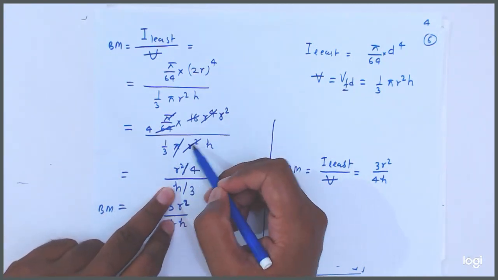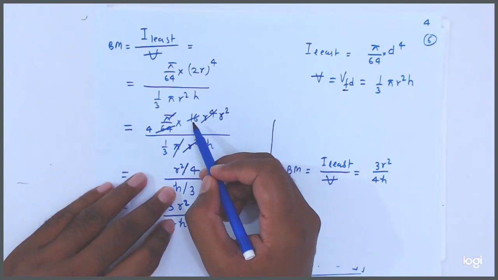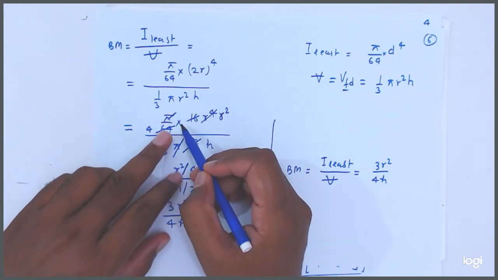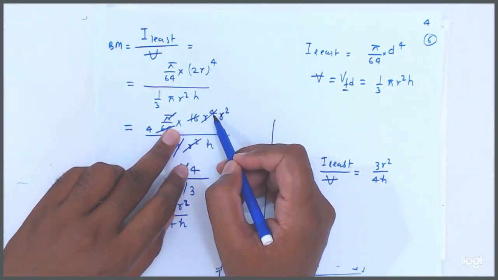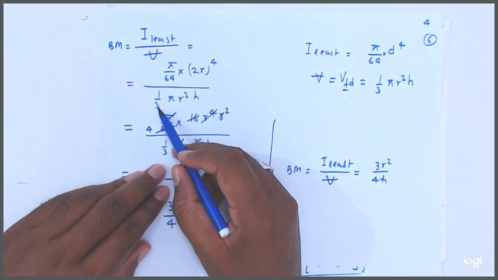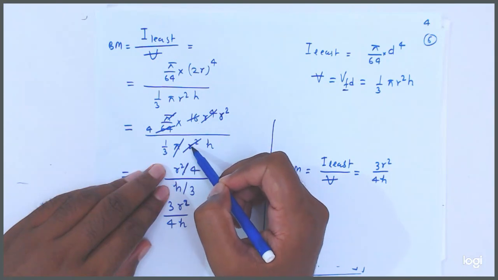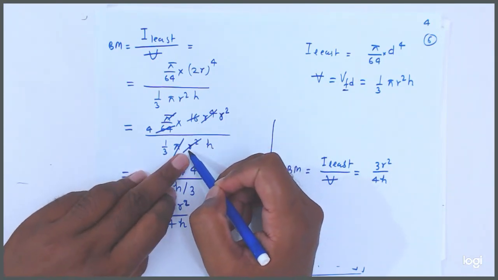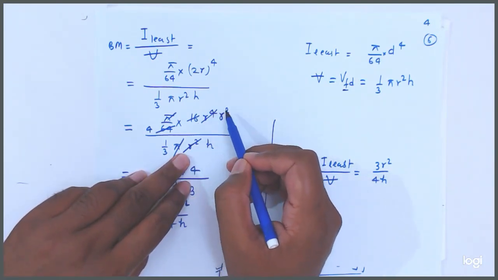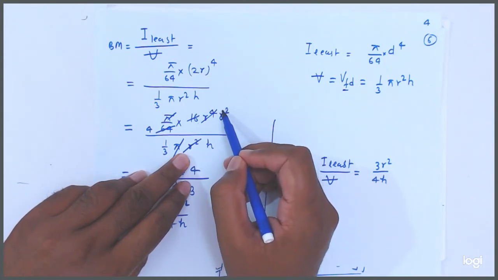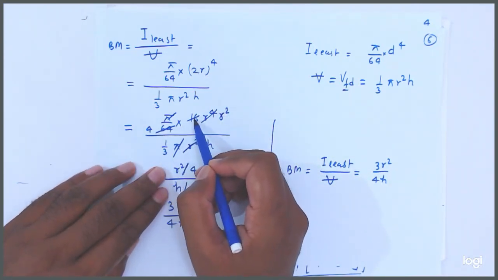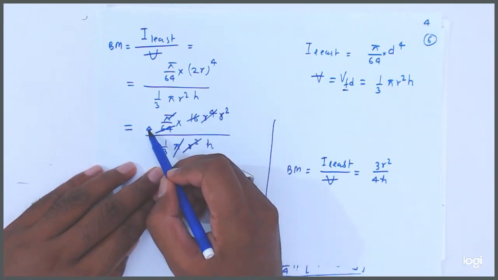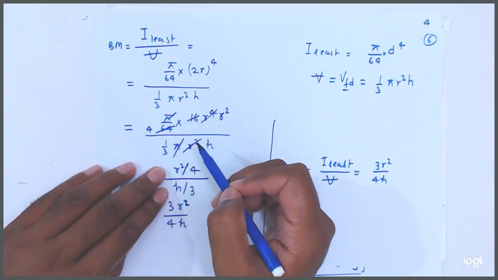If you simplify here, you see pi by 64 into 2 to the power 4 is equal to 16 into r to the power 4, and here 1 by 3 pi r square into capital H. So r to the power 4 upon r square leaves r square. Then 16 by 64 gives 1 by 4. Pi and pi cancel out.